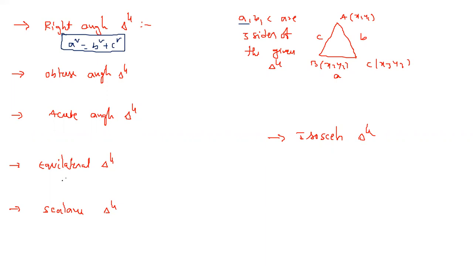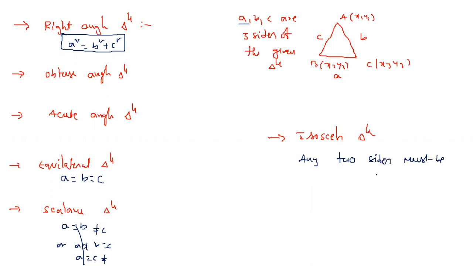For an equilateral triangle, a is equal to b is equal to c. For an isosceles triangle, a is equal to b and not equal to c, or a not equal to b is equal to c, or a is equal to c but not equal to b. Any one condition is enough. Any two sides must be equal. And when it comes to scalene, all three sides are different.